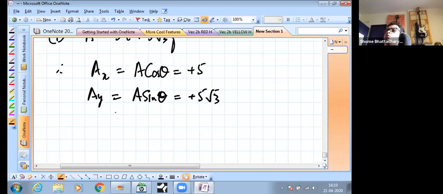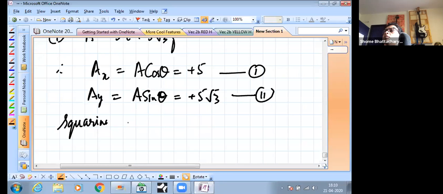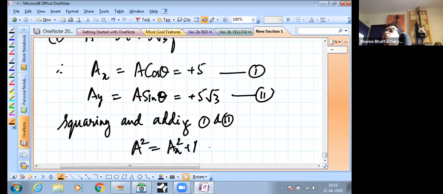Okay. So now just square and add equation 1 and 2. The next step is if we square and add, we'll get a square cos square theta plus a square sine square theta. We'll get a square is basically equal to ax square plus ay square. So that in this case is 5 square plus 3 times 5 square.